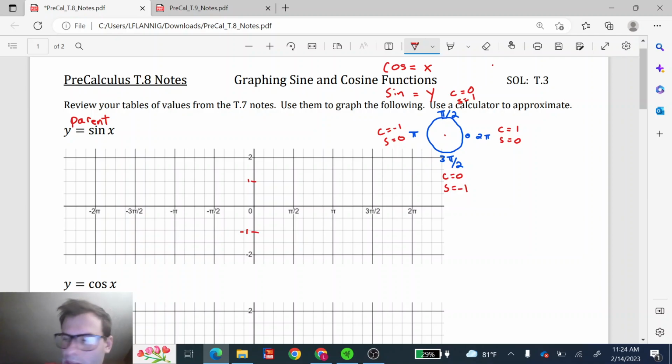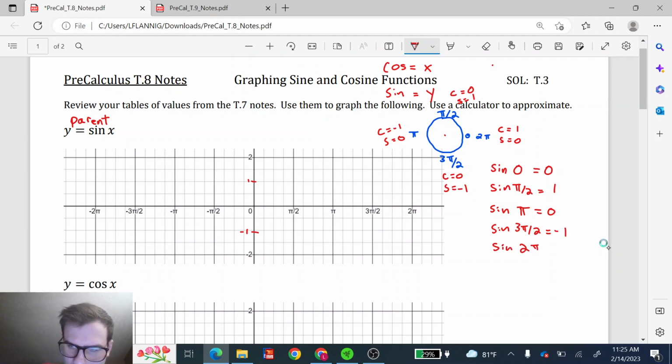So let's look. For example, if we did the sine of 0, what do we get? Well, we know 0 is right here, and the sine there is equal to 0. Then the sine of pi over 2, we can see pi over 2 is here, and the sine is 1 there. The sine of pi, we can see right here, is 0. The sine of 3 pi over 2, right here, is -1. And the sine of 2 pi is equal, again, to 0.